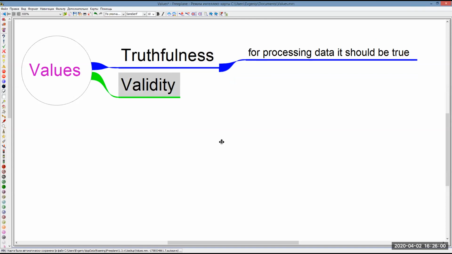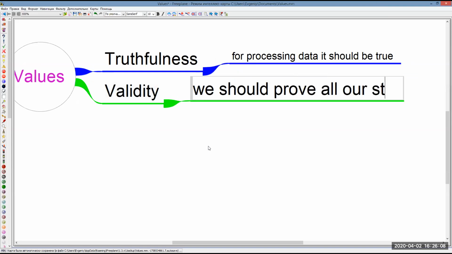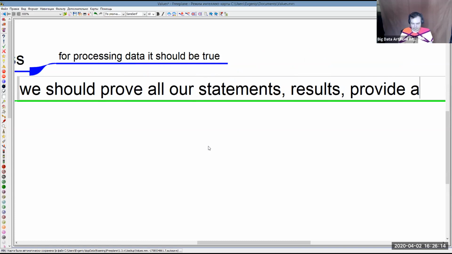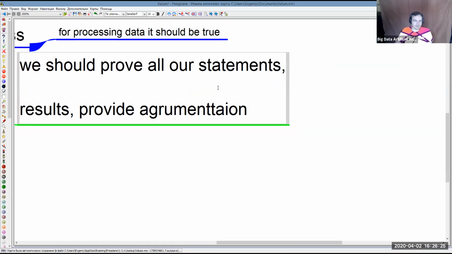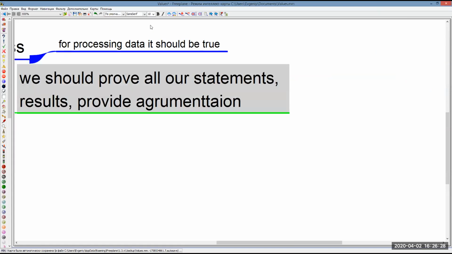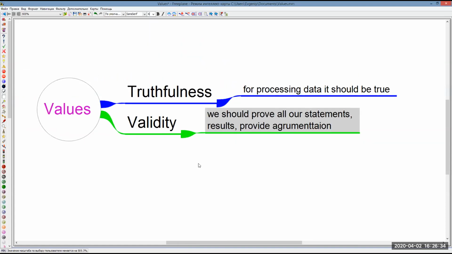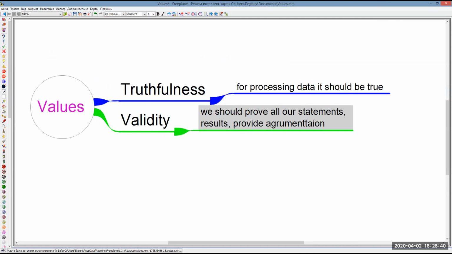Okay. It means that we should prove all our statements or results and provide an argumentation for each of it. Can you find some image or picture on this? Yeah, I'll try.